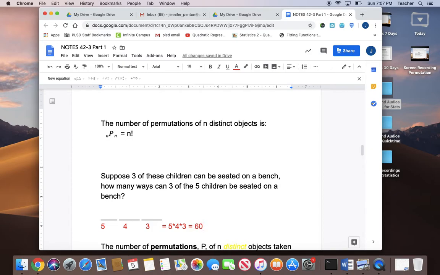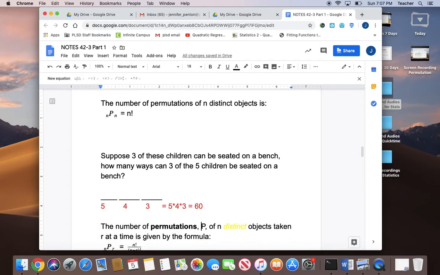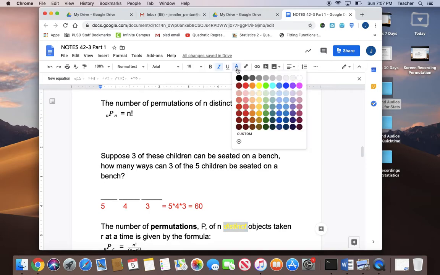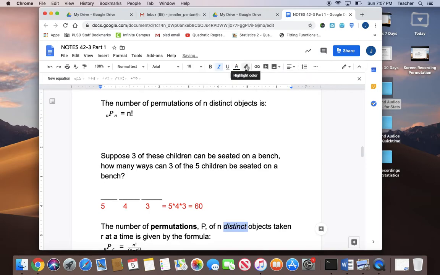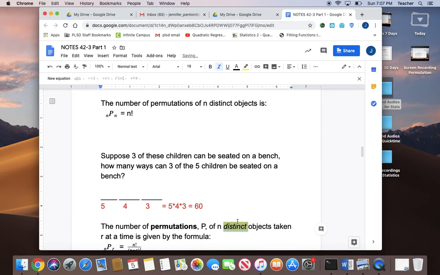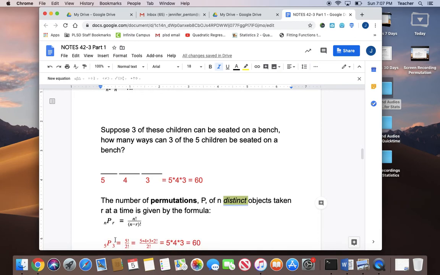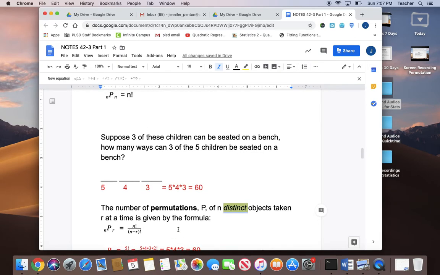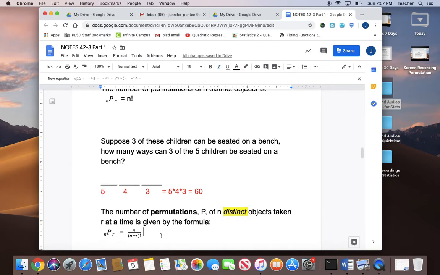Okay, so there is a formula for permutations that says the number of permutations or arrangements, P, of n distinct objects. So this word distinct is important. Okay? So this word distinct means separate, different. Of n distinct, different objects taken r at a time is given by the formula n permute r equals n factorial over n minus r factorial.